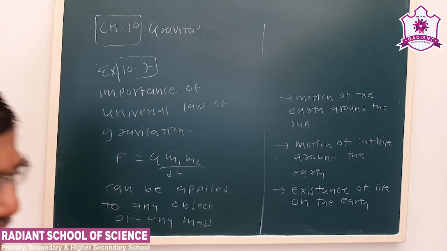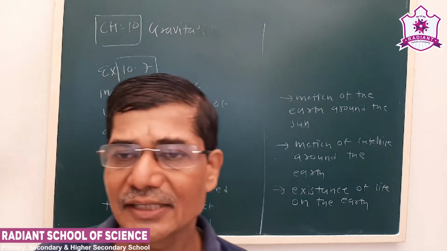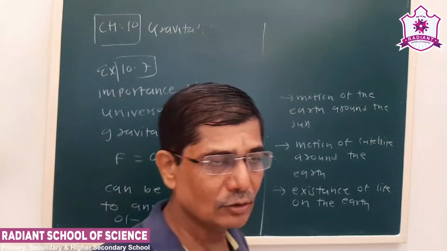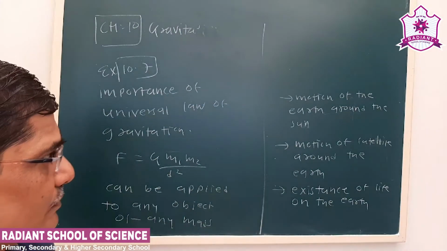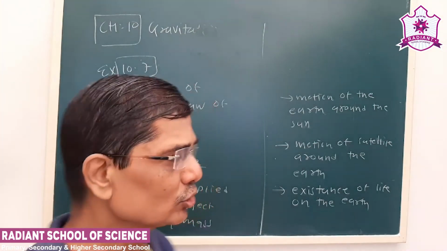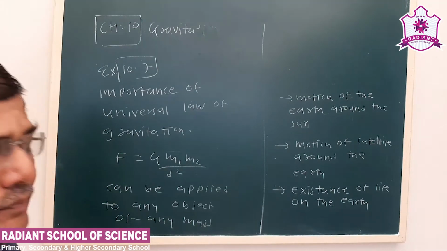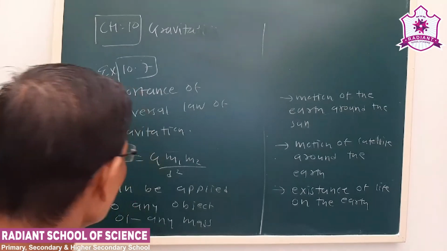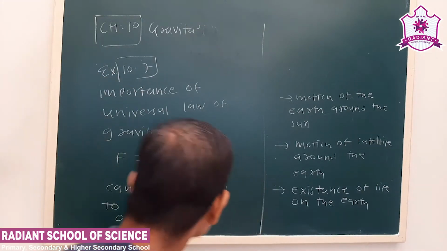So that is the importance of the universal law of gravitation. Irrespective of the shape and size, it depends on the mass, that is the inherent property of any object. So this can be applied to objects of any mass. And a number of phenomena like motion of the earth around the sun, motion of the satellite around the earth, and even existence of the earth can be explained by using this. Okay, so this is about the exercise number 10.7.